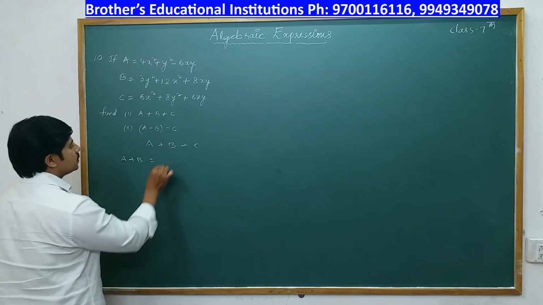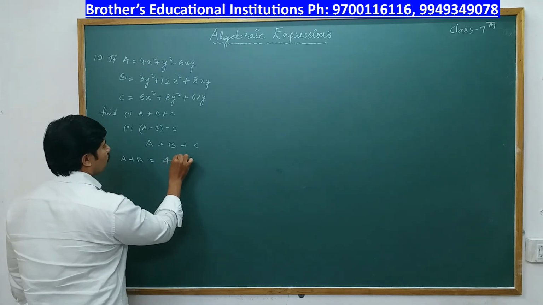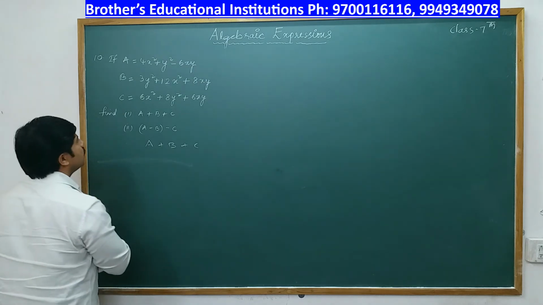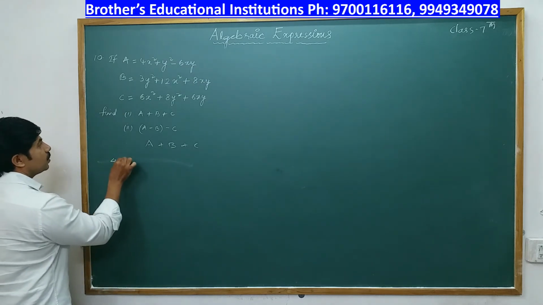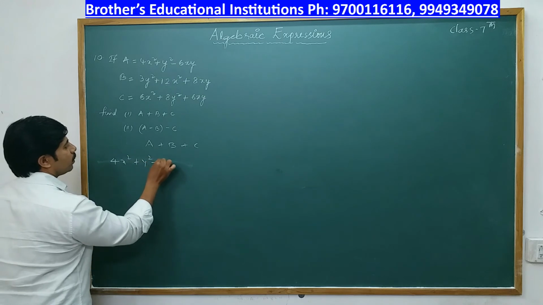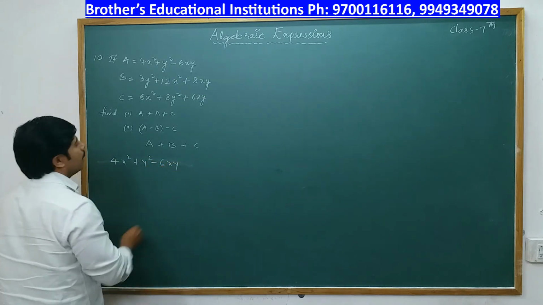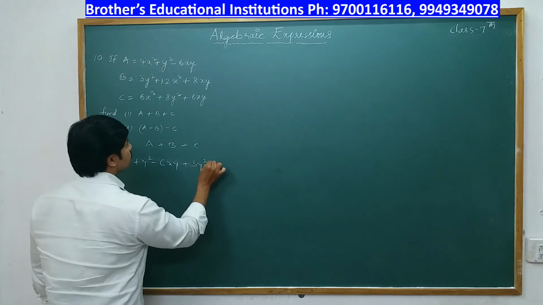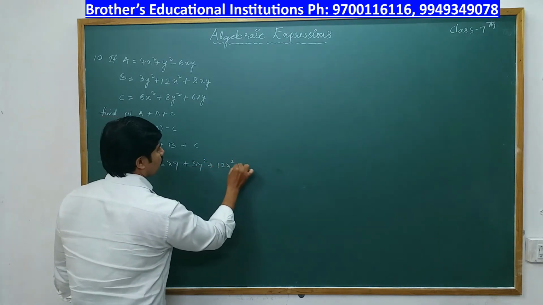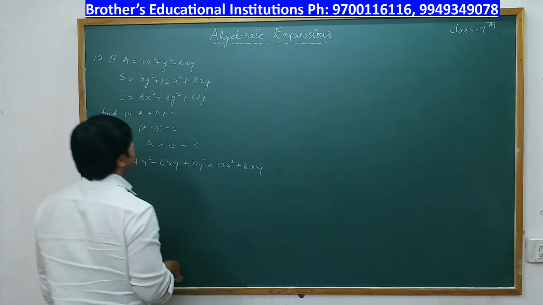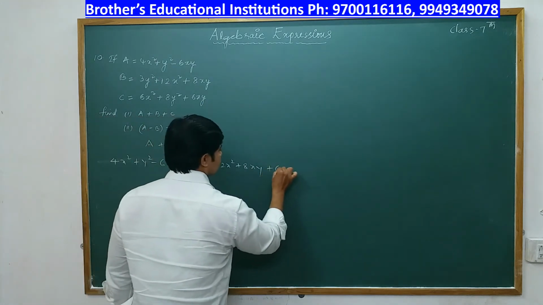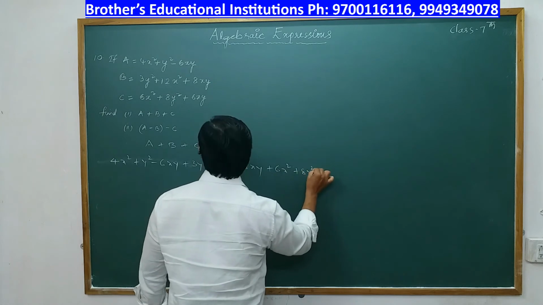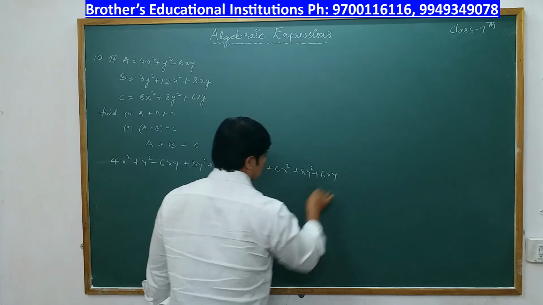Or else we can write it in one step, that is directly a plus b plus c. What is a? It is 4x square plus y square minus 6xy. Just put plus and write b. It is 3y square plus 12x square plus 8xy, plus 6x square plus 8y square plus 6xy.